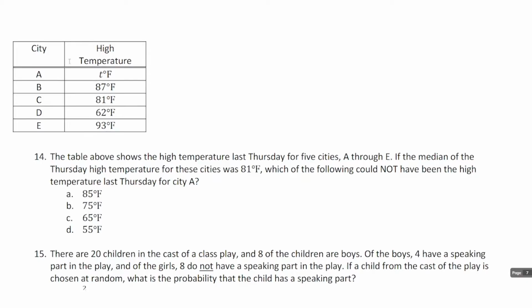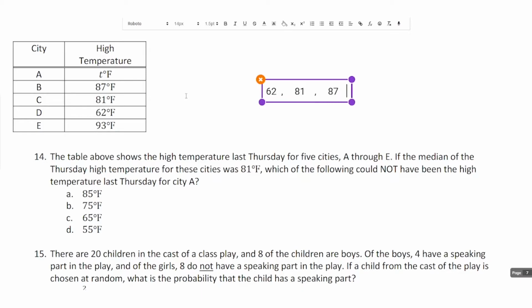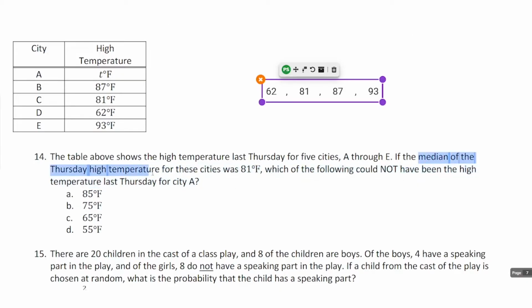So what I'll do first is write these values in order. So the smallest or the lowest temperature here is 62. Then we've got 81 and 87, and finally 93. We've got one more temperature here. We don't know what it is though. It's T. So it says that the median of the high temperature was 81 degrees.